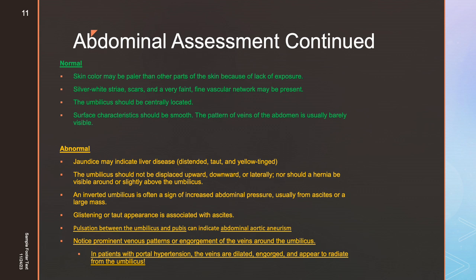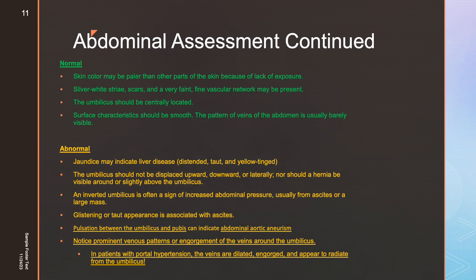Glistening or taut appearance with ascites. Ascites is a big deal. They usually do, there are a lot of interrogation tests that you do to confirm ascites. One of them is to sit at the head of the bed and reach over them and wave to one side, the belly, and it will slosh back and forth like a pool wave sloshing back and forth in a shallow body of water. No joke, that's a thing. So know that that is associated with ascites.